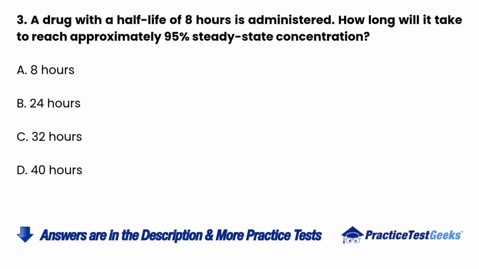3. A drug with a half-life of 8 hours is administered. How long will it take to reach approximately 95% steady-state concentration? A. 8 hours. B. 24 hours. C. 32 hours. D. 40 hours.